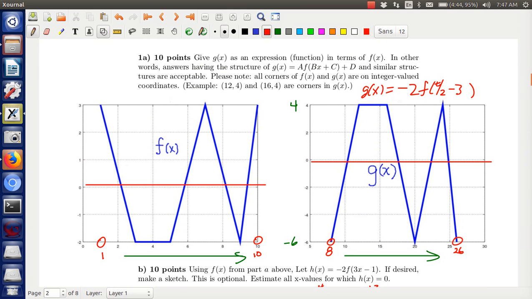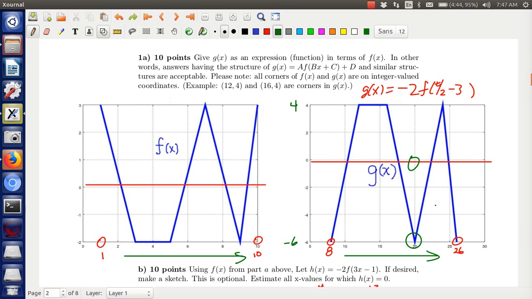Let's double check that this is right. So we just take some point over here. 20 is easy. If x is 20, 20 divided by 2 is 10. 10 minus 3 is 7. So you're looking at the 7 over here. So the answer is 3 times negative 2, which gives you the negative 6 down here. And so that one worked.